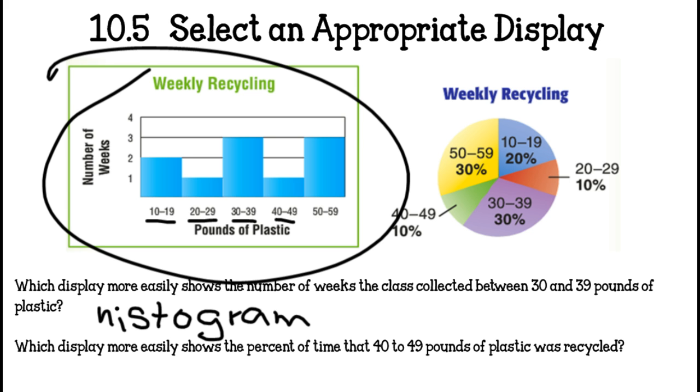Which display more easily shows the percent of time that 40 to 49 pounds of plastic was recycled? And if you look at the circle graph, see how we have percents on there? That makes it easy. So we would say the circle graph.